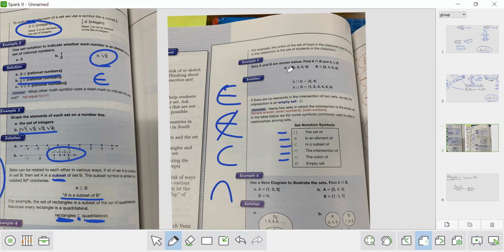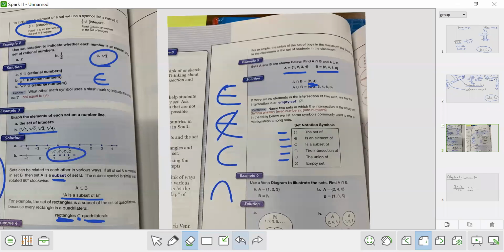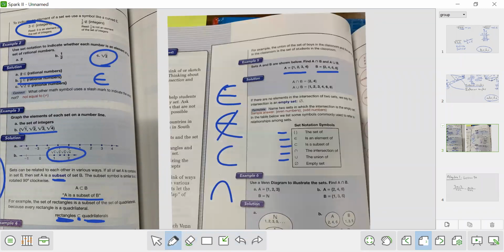So if I have these two sets, A is 1, 2, 3, 4, and B is 2, 4, 6, 8. Well, what numbers are in both those sets? That's a 2 and a 4, because this set has a 2, and this set has a 2 and a 4. So the intersection of those two sets is 2 and 4. The union is all those numbers all together.